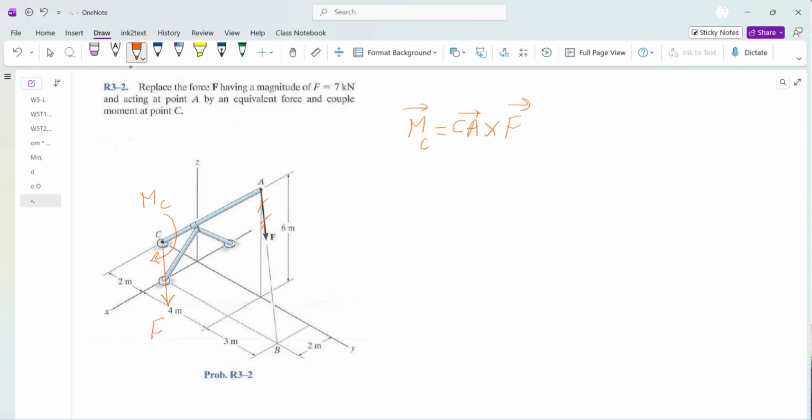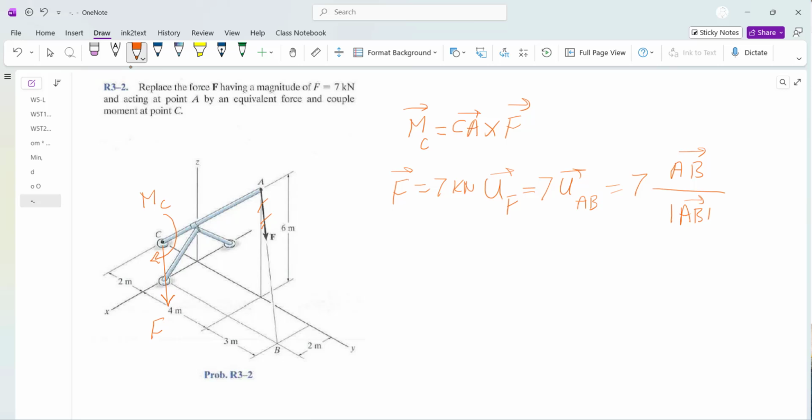Alright, so let's start with writing F as a vector. I know that F is the magnitude of F, which is 7 kilonewton, multiplied by the unit vector of F. And the unit vector of F, we borrow from the unit vector of AB. Both of them share the same unit vector, so this is going to be 7 multiplied by the unit vector of AB, which is 7 times the vector AB divided by the magnitude of AB.